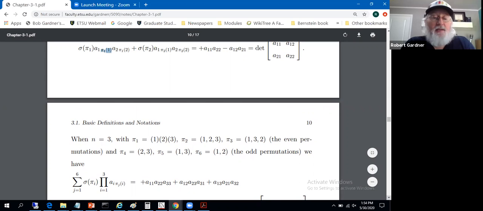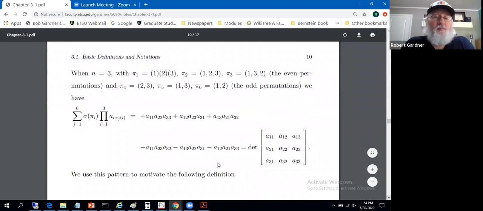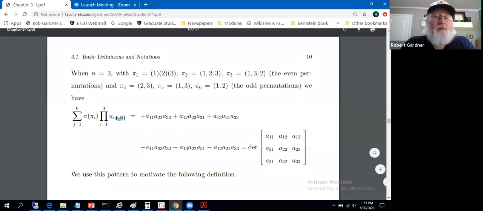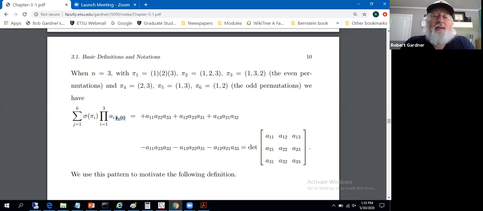So what we're going to get out of this is a sum of 6 things of the form sigma pi sub I, a sub 1 something times a sub 2 something times a sub 3 something. The somethings are determined by the permutations. For example, let's look at this one. 1, 2, 3. Okay, there's pi sub 2. So what we do is we consider j equals 2. When j equals 2, it'd be the second term here. So here's the term we're going to get.